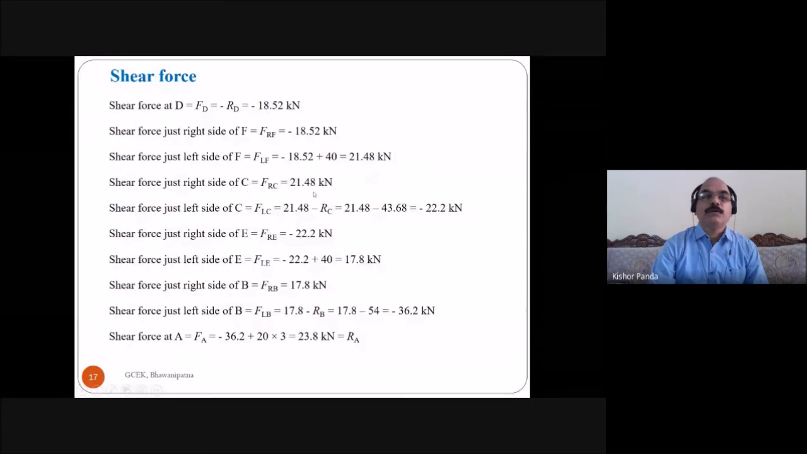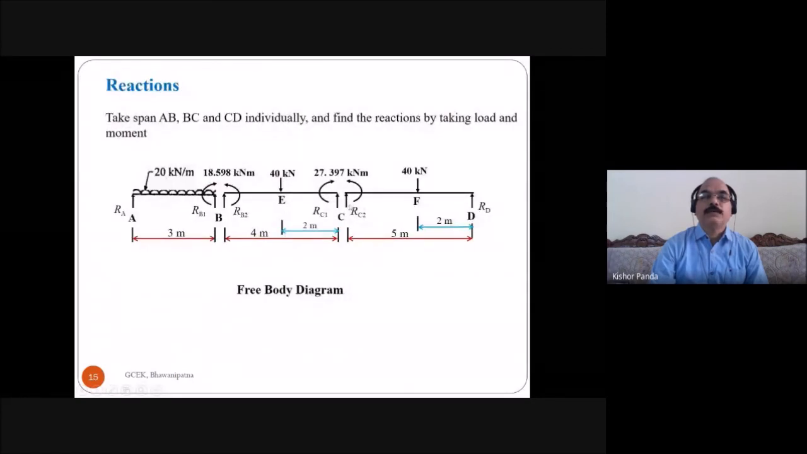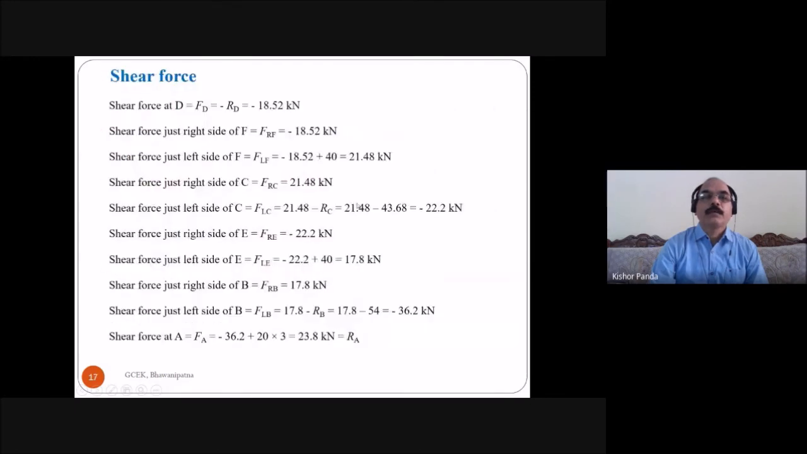Then what is the shear force just right side of C? This remains constant. The shear force left of F remains constant up to right side of C. Right of C, this remains constant.